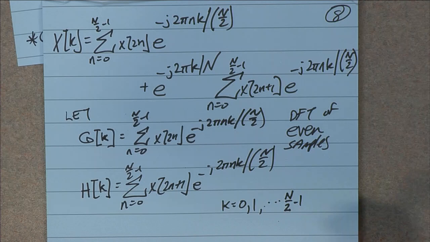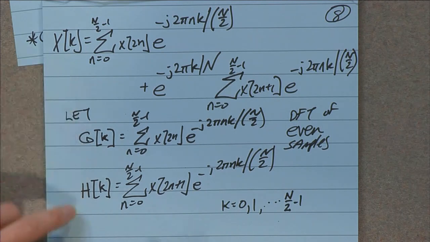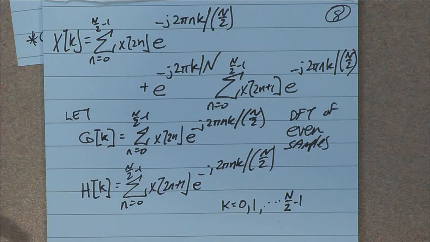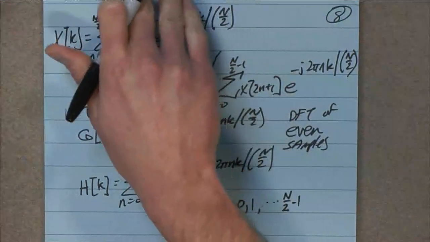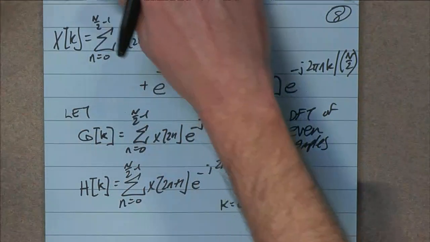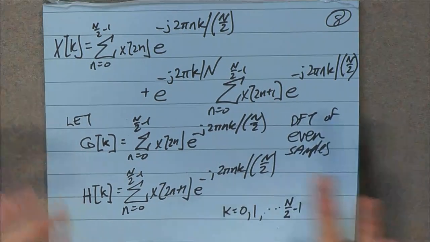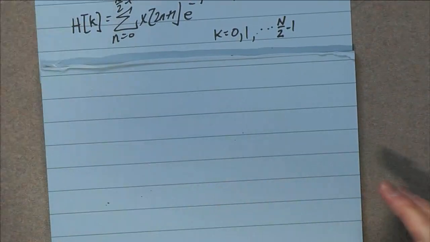And of course, hopefully you're starting to smell something fishy, because if k goes from 0 to n over 2 minus 1, I thought I started with an endpoint DFT. Well, we're going to explain that, but all in good time. First thing we'll do is take a look and say, well, does this whole concept hold water? What happened to the number of operations? Did it go down?